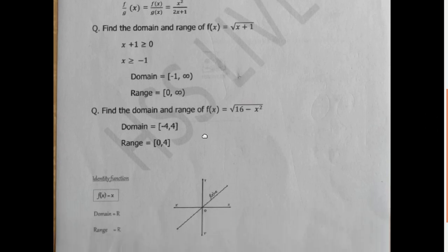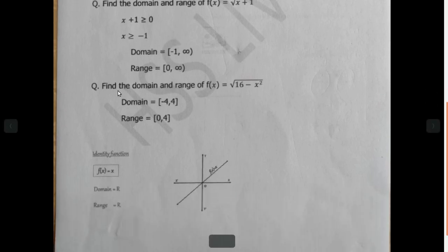Similarly, for this question, find the domain and range of f of x equal to root of 16 minus x square. So what happens when x is equal to minus 4? What is minus 4 whole square? 16. Root of 16 minus 16 is 0. So minus 4 is okay. When x equal to minus 3, whole square is 9. It is root of 16 minus 9. What about 16 minus 9?